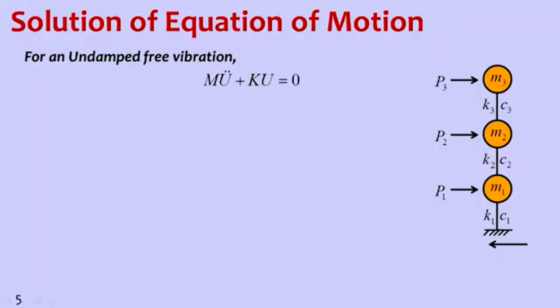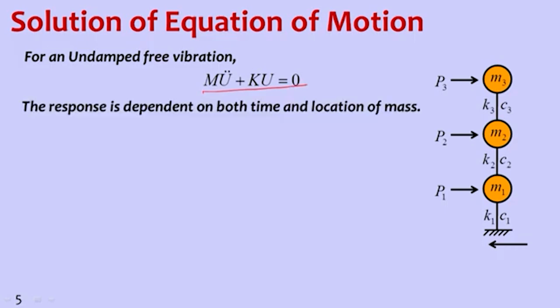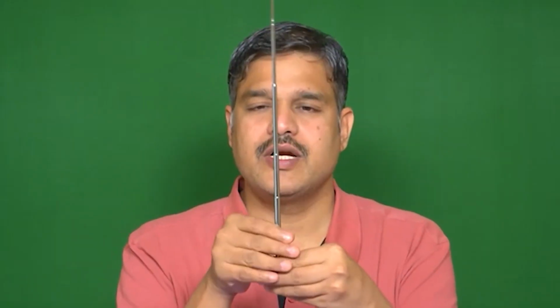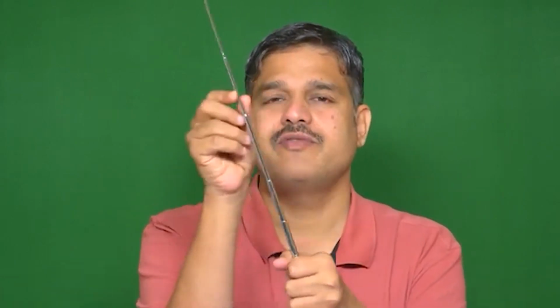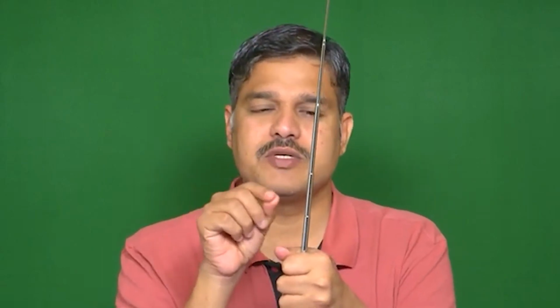Now, how do we solve? If we remove the damping and take it as a free undamped vibration, we are left with this equation, that is m u double dot plus k u equal to 0. The response depends on both time and the location of the mass, so u is a function of time as well as location. This is a multi-degree of freedom building, an idealized system. If this building is vibrating and we talk about displacement u, we have to first specify where we are talking about, at different floor levels and then at different times.